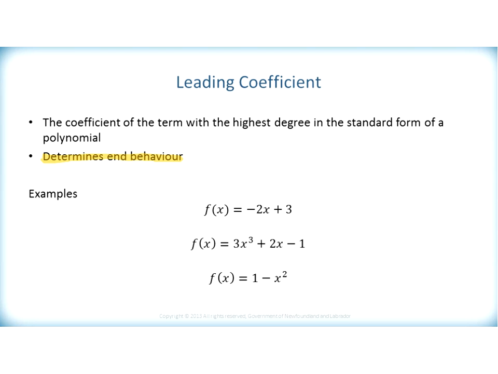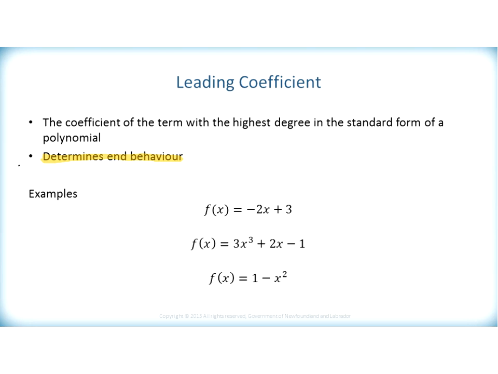So here are some examples. We have first a linear function. We know it's of degree 1, and our leading coefficient would be -2. This should tell us that the graph... just do a little sketch of the graph here.